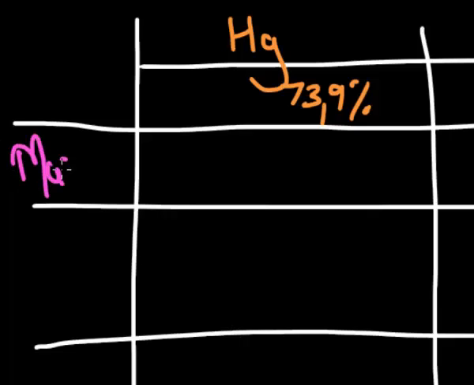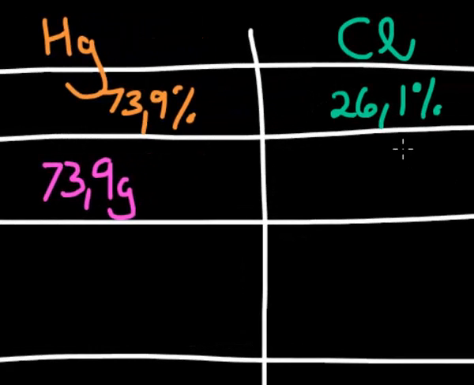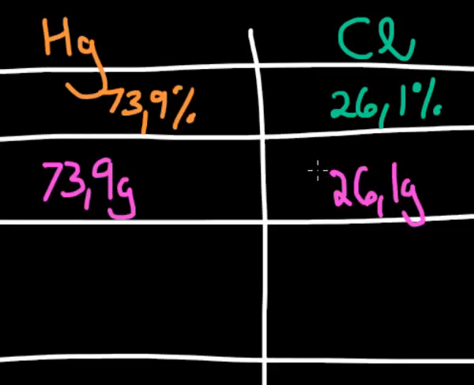To start off with, we're going to have to follow a few steps. As said, we're first going to convert this into grams. So it's going to be 73.9 grams for mercury, and for my chlorine it is 26.1 grams. These are the masses that I have for mercury and for chlorine.